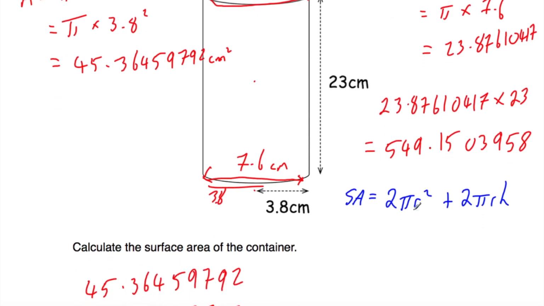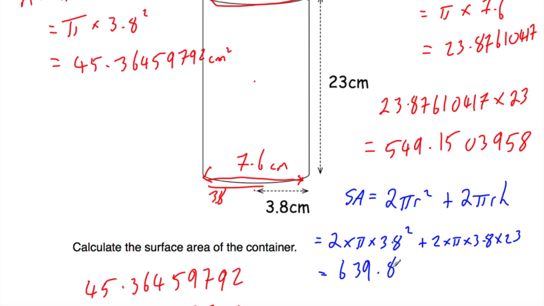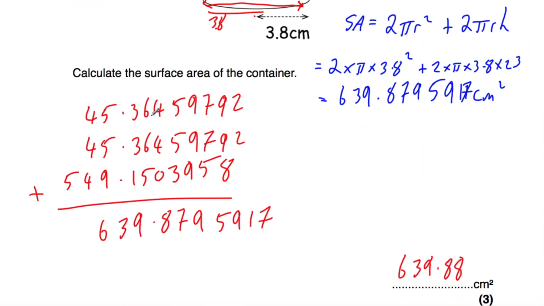Okay, so let's substitute in the values for r and h. So the surface area would be equal to 2 times pi times the radius of the base, which is equal to 3.8, so that would be 3.8 squared, plus then 2 times pi times the radius, which is 3.8, times the height of the cylinder, which is 23. And then if we work that out, let's see what we get. And that's equal to 639.8795917 centimeters squared. And that's the same as what we got when we did it by finding the area of the circles and the area of the curved face and adding them all up. And that's it. Okay, let's look at our next question.